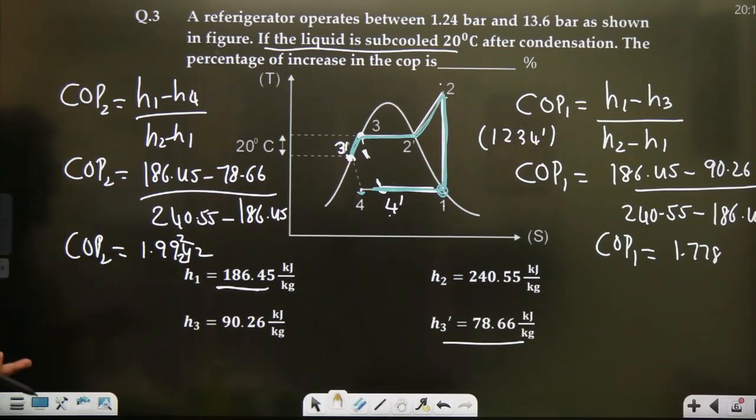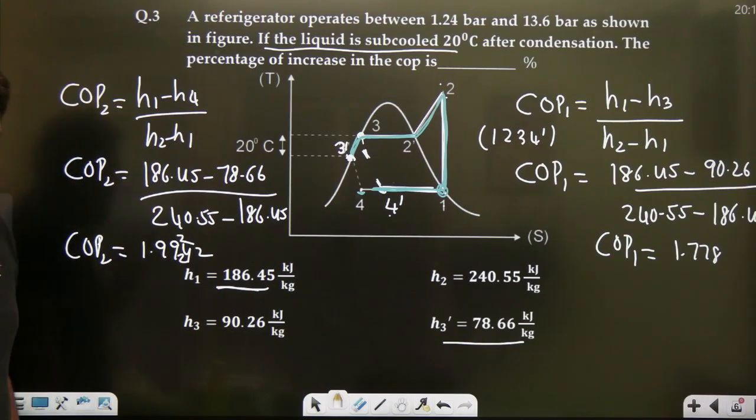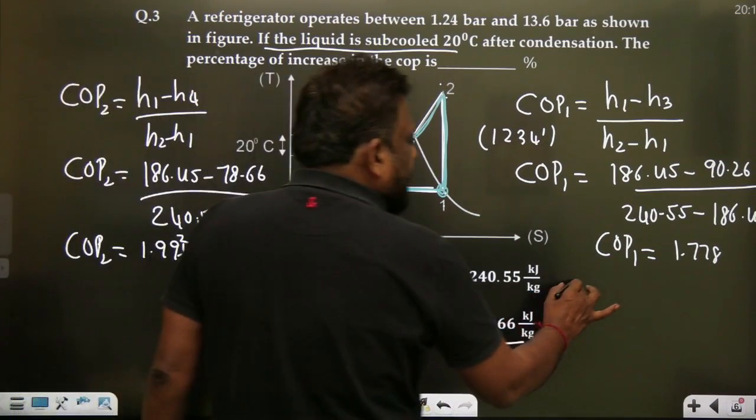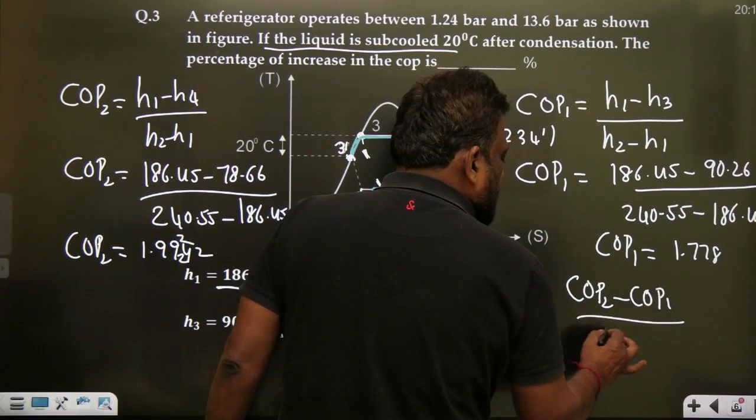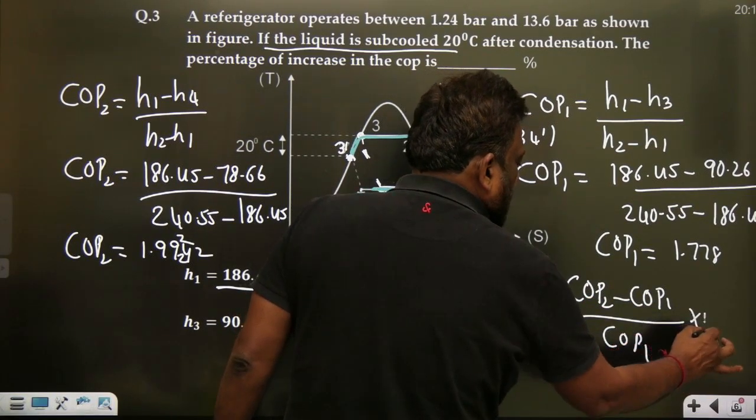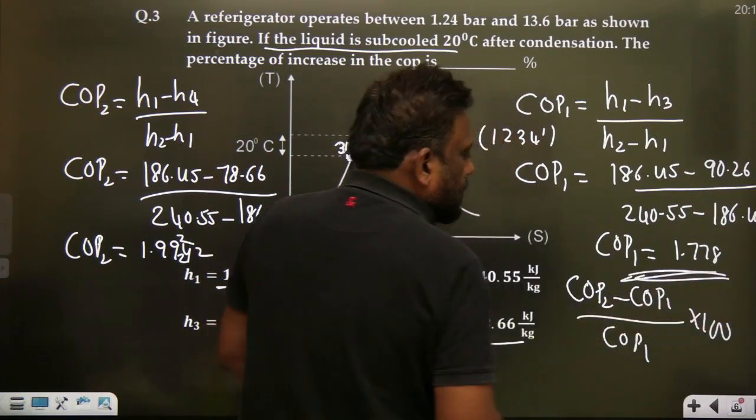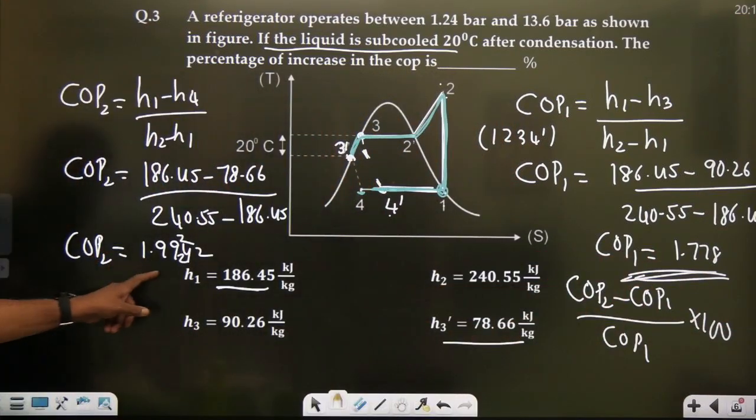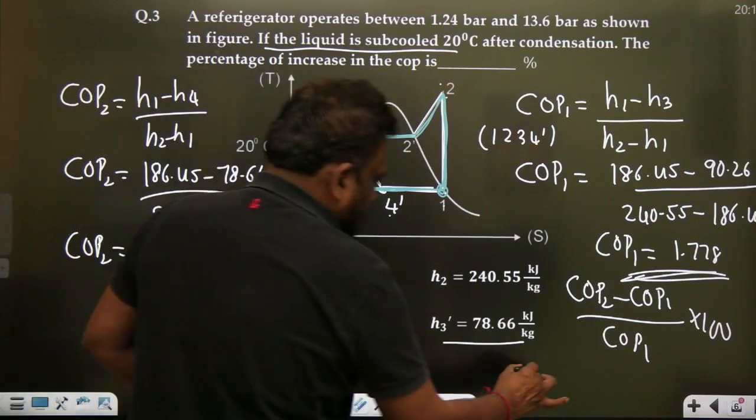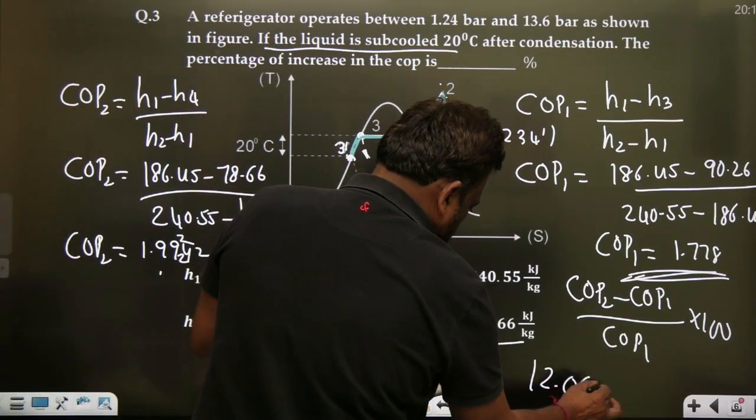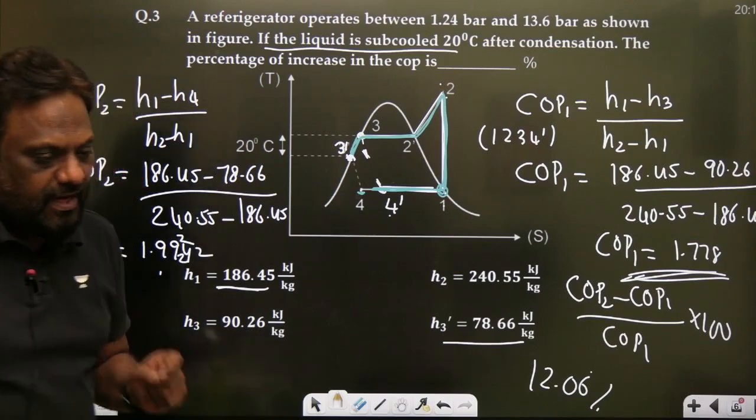1.99242. So percentage increase is always calculated with respect to the original. So percentage change is final COP minus original COP, by original COP, into 100. Already the original COP, COP1, is known, COP2 is known, and by COP1. And if I put the values, I'm getting the answer as 12.06 percent.